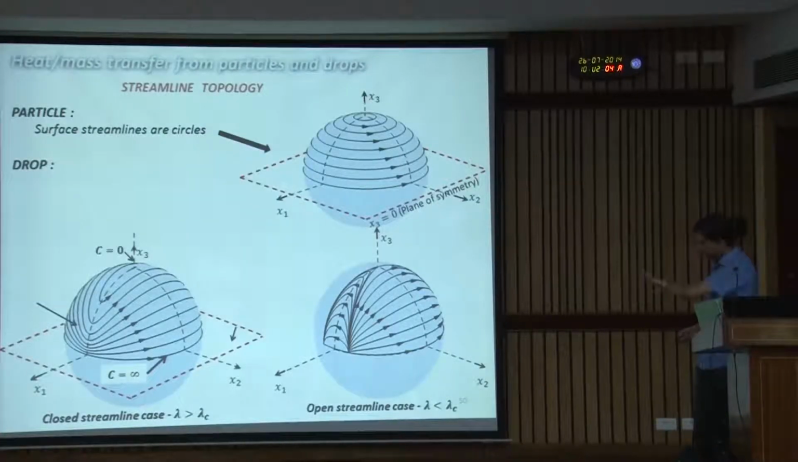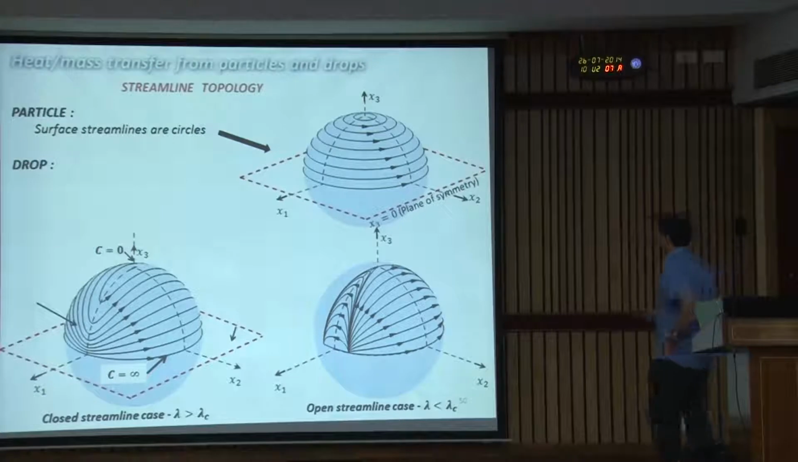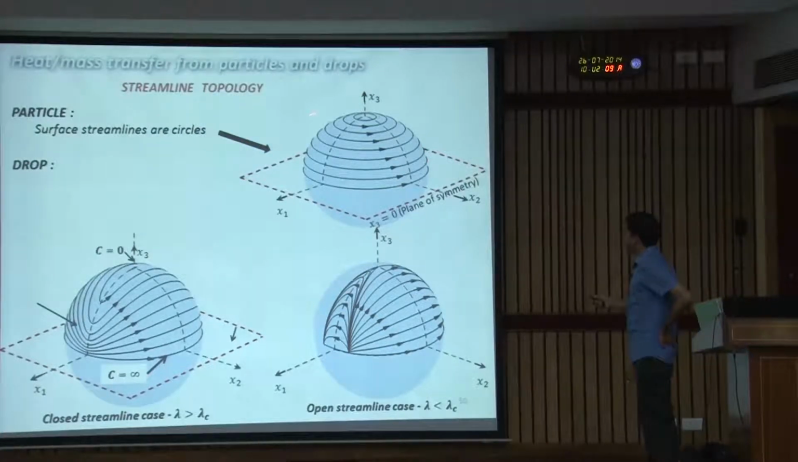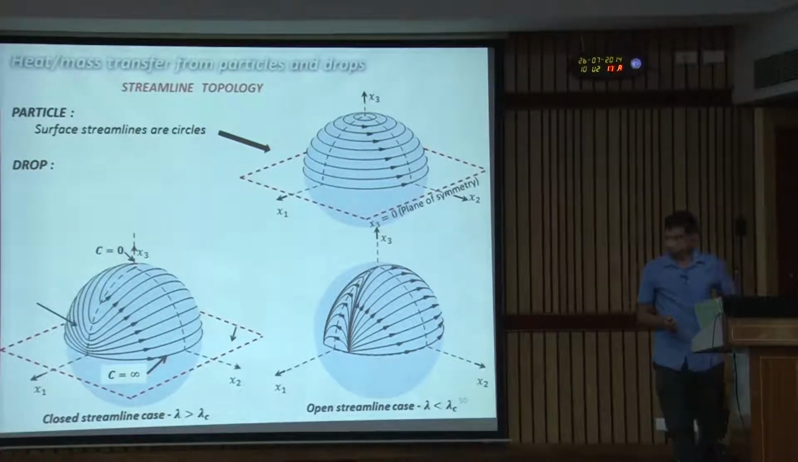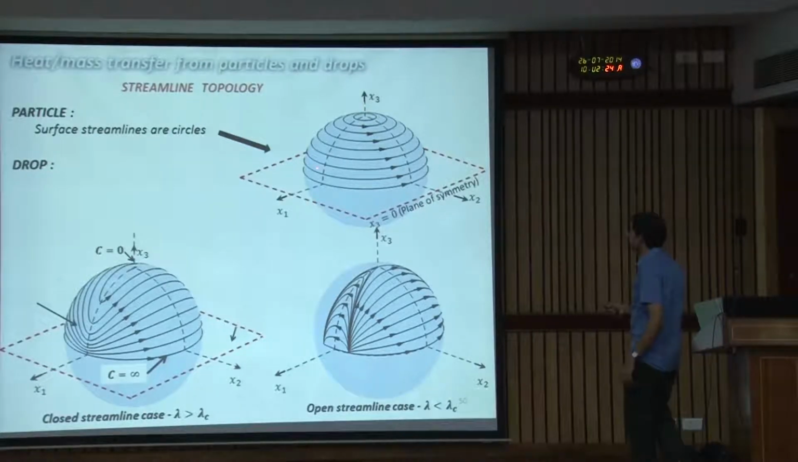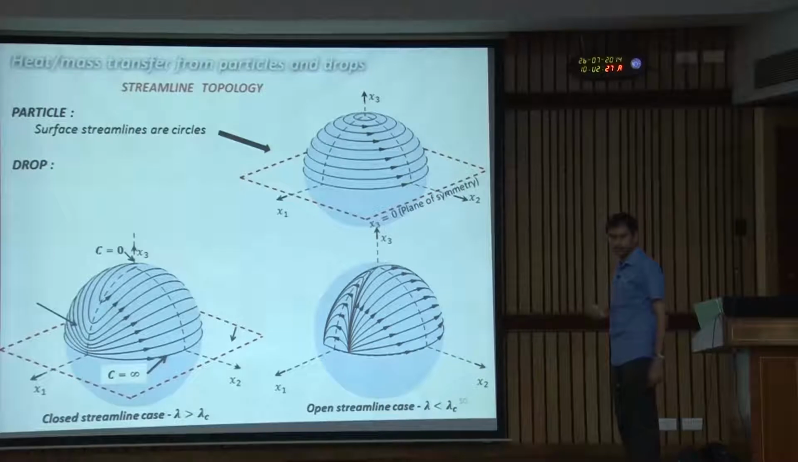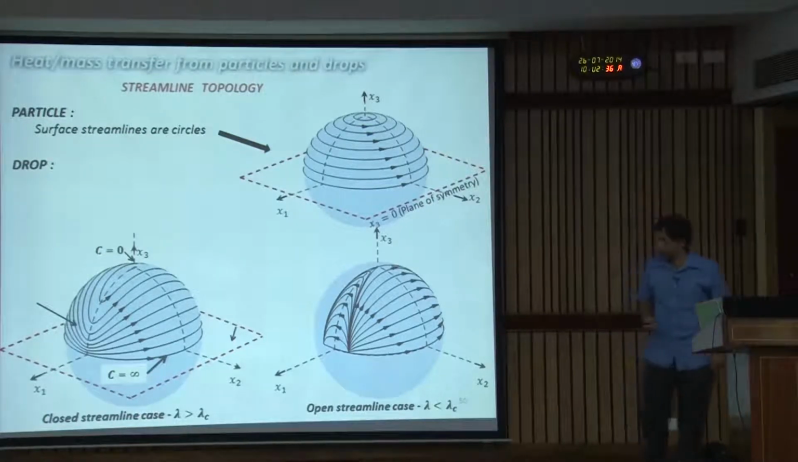So, this will be the last part of what I want to talk about. Again, we had started with the analysis for a particle. Now, for a particle in the closed streamline region, remember the reason why there are closed streamlines is because the particle rotates, and if the particle rotates, the surface streamlines must be circles. I have just drawn circles centered about the axis of rotation. That is the direction of the vorticity of the ambient flow. So, it spins about that axis.